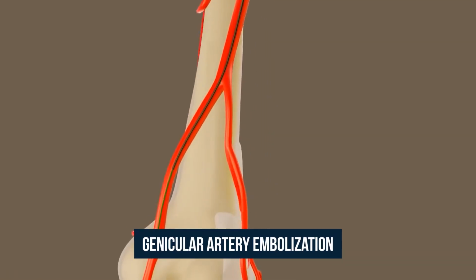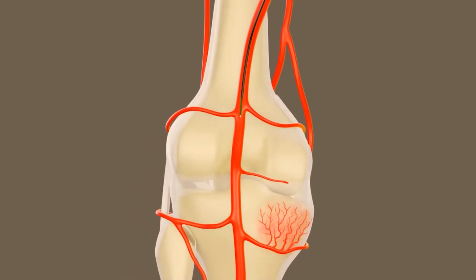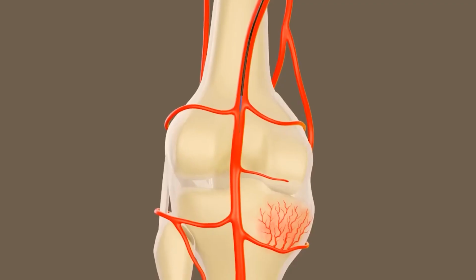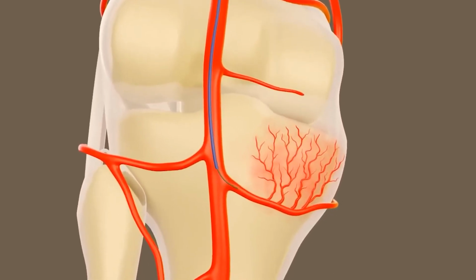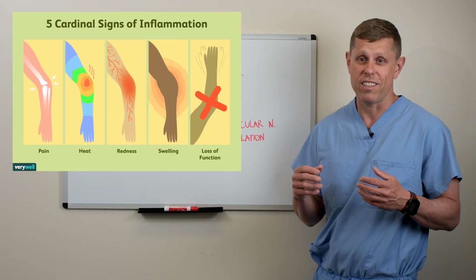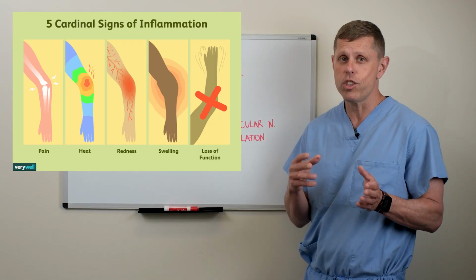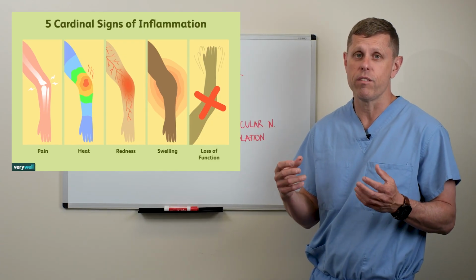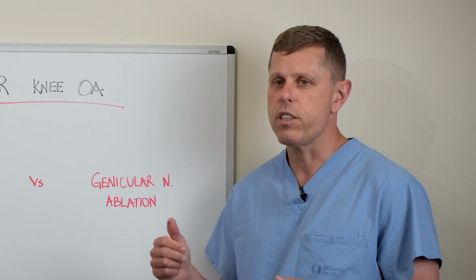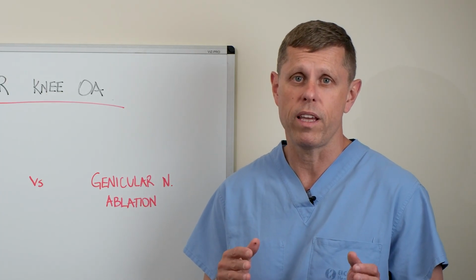Genicular artery embolization became interesting to physicians because they realized that there's a lot more to knee arthritis than just cartilage damage. There's also a lot of inflammatory changes that actually make the damage in the cartilage worse. Think about anything that is very inflamed, it's red, swollen, and painful, and that's usually related to a very high blood flow to that area. So this procedure started in Japan and has proven to be fairly successful in controlling pain in knee arthritis.